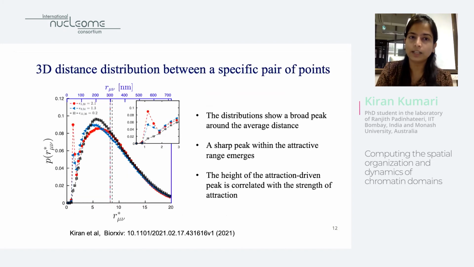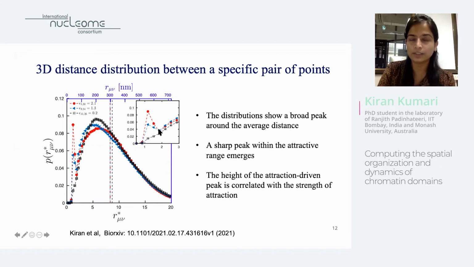For that, I have looked at the probability distribution of the spatial distance here for three different bead pairs in my simulation, keeping the same contour distance, but choosing a different interaction strength. And here the dashed line represents the average values of these three bead pairs. What I observe is that it shows a broad peak around the average value. And not only that, we observe the emergence of a sharp peak around a short-radius spatial distance. And this is the distance where the attractive force of the interaction is active.